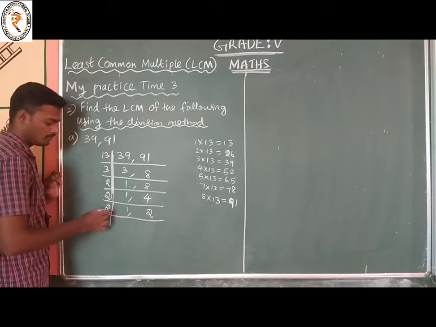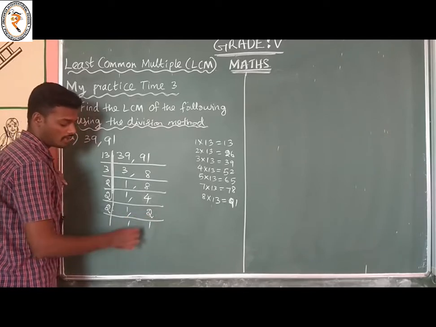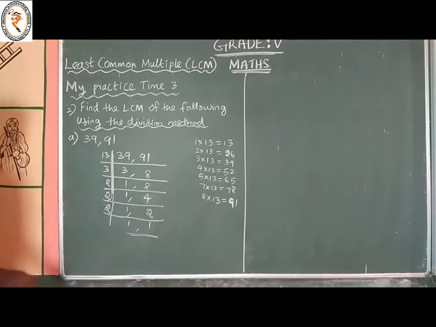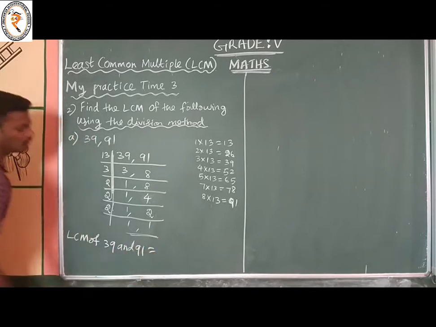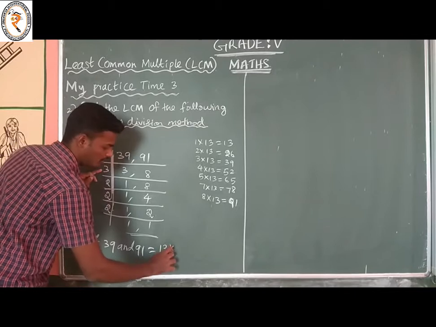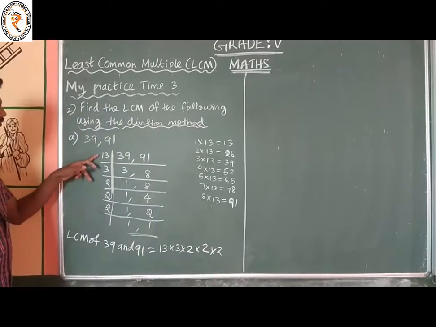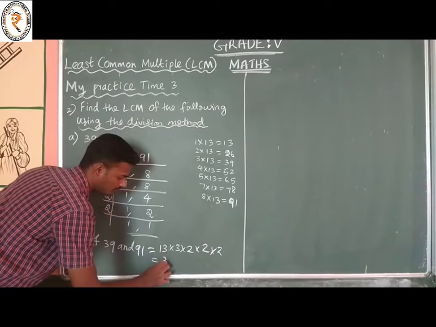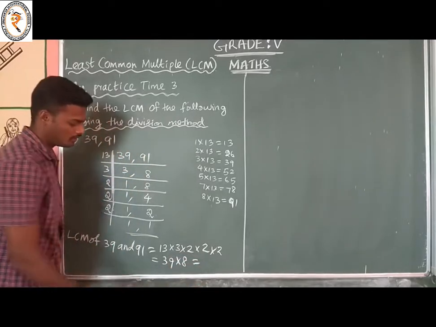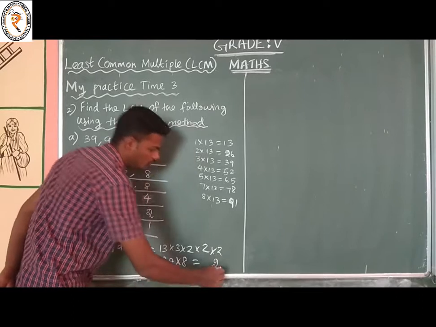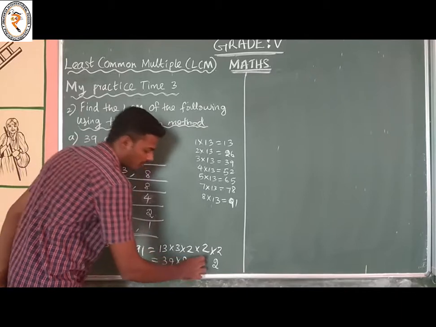Therefore, the LCM of 39 and 91 is equal to 13 into 3 into 7. 13 into 3 is 39. 39 into 7 is 273.